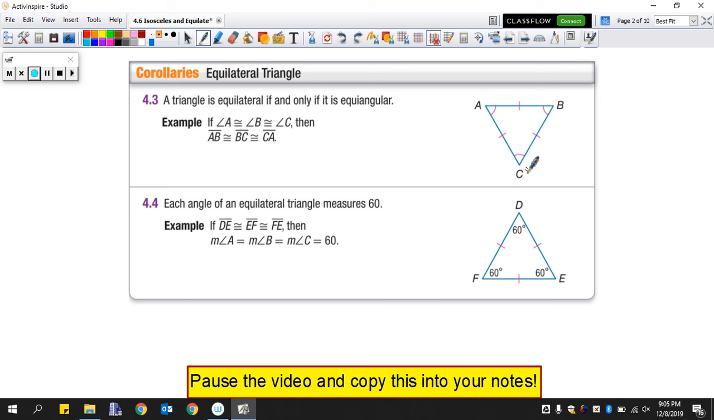And then 4.4 is the corollary that goes along with that. If you remember, all three angles in a triangle add up to 180 degrees. So if they're all three congruent, that means all three angles are going to be measuring 60 degrees, because 60 times 3 is 180. So corollary 4.4 says each angle of an equilateral triangle measures 60 degrees. All right, pause the video and copy these two corollaries into your notes, and then we'll do several examples.